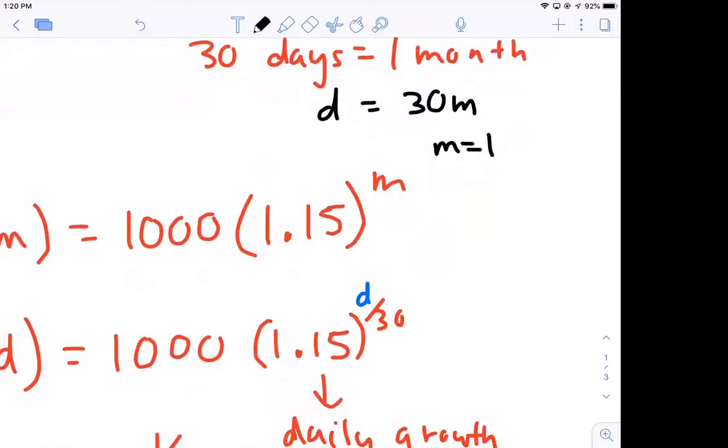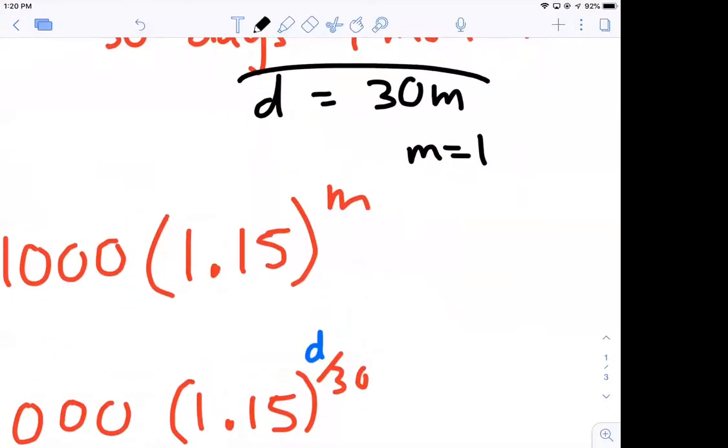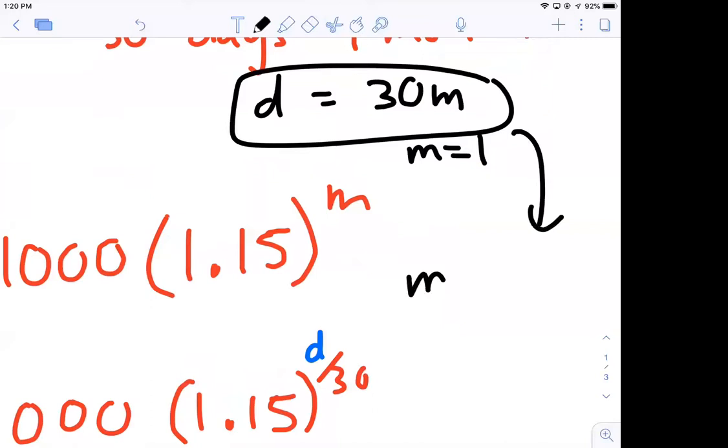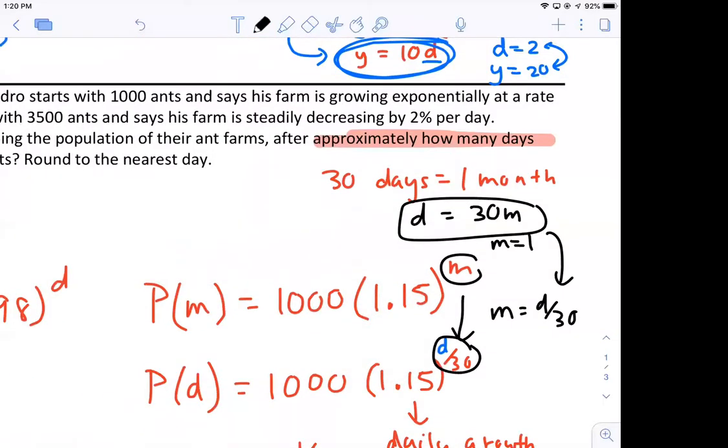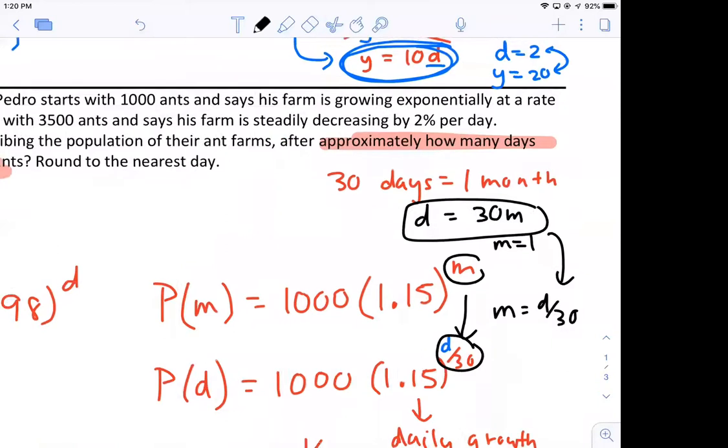And if you look, solving for M in this equation, M equals D over 30. So that's really what we did to go from this to this. And now it's in terms of days. All right, questions?